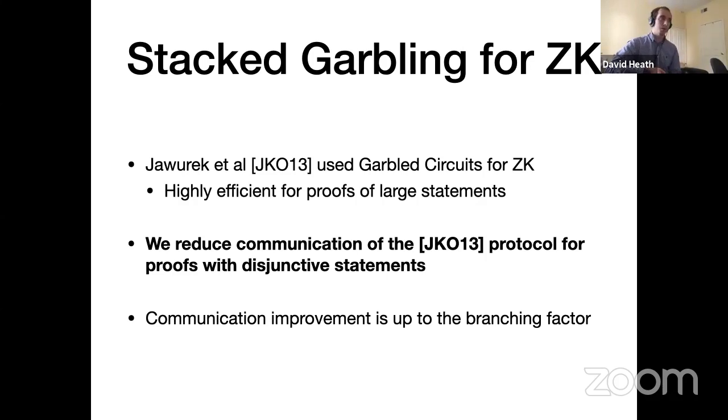And in this work, we dramatically improve the performance of this garbled circuit for zero-knowledge paradigm by reducing the communication cost for circuits that include conditional branching. In particular, we improve conditional branching by up to the so-called branching factor. So if your circuit has B branches, for example, from if or switch statements in the underlying program, then we achieve up to a factor of B reduction in communication.